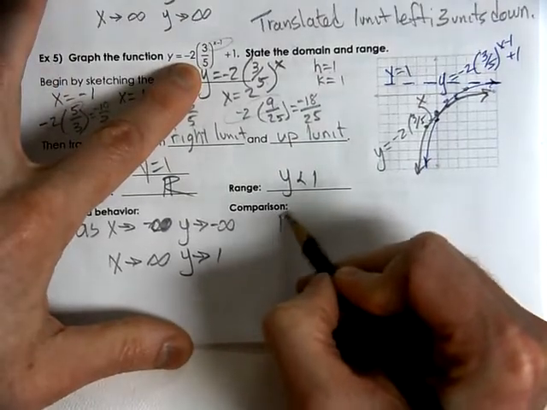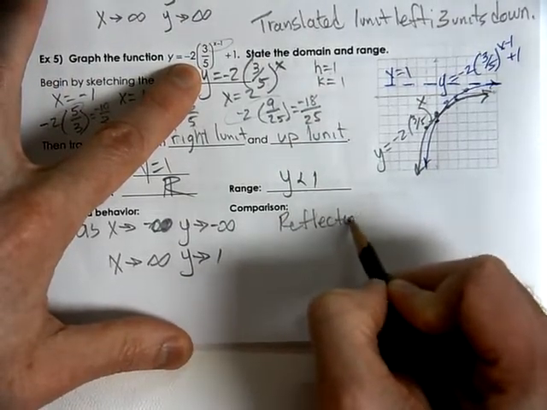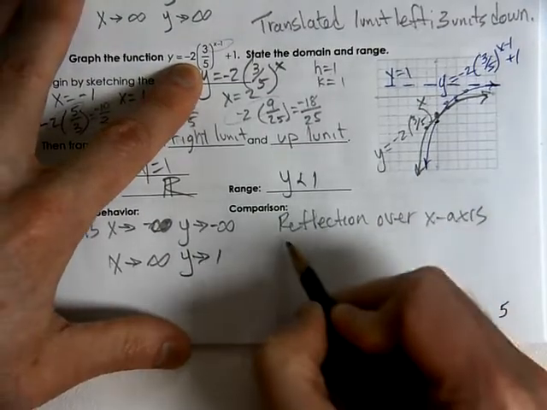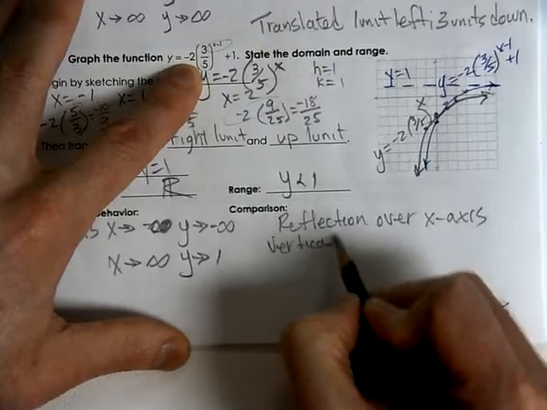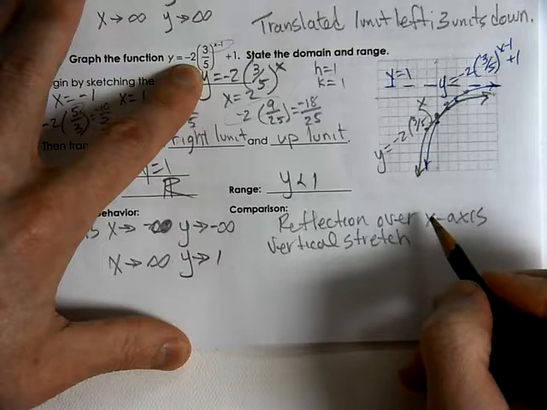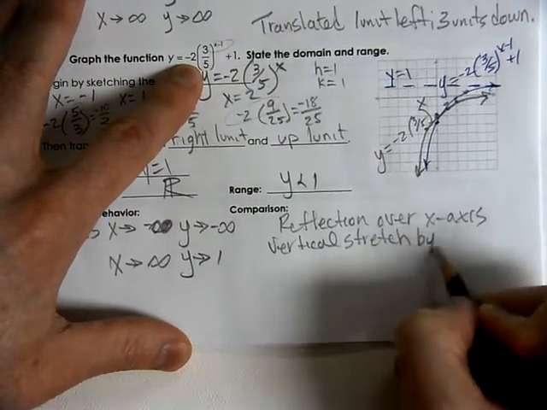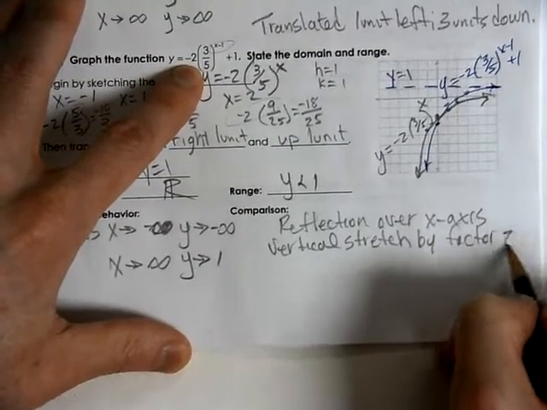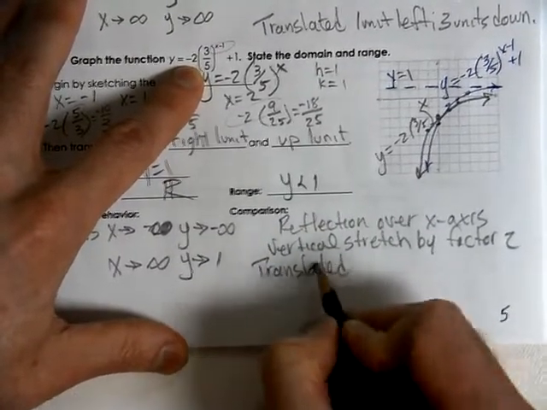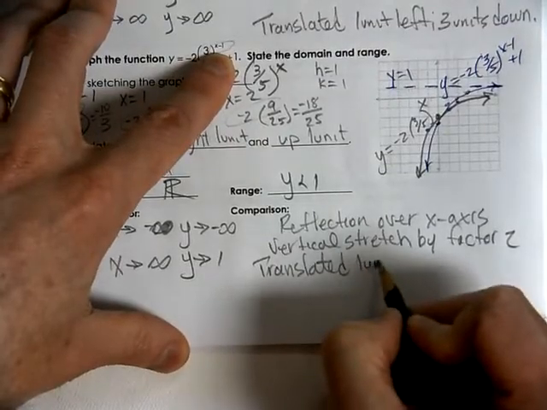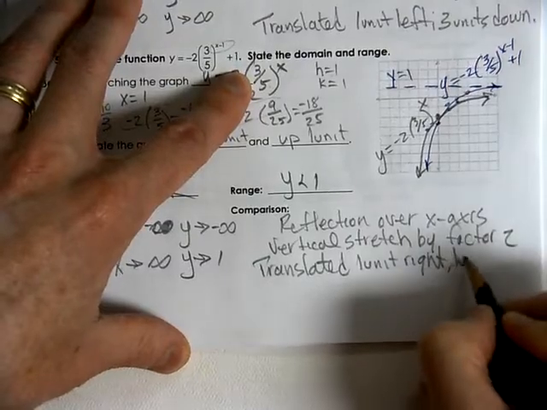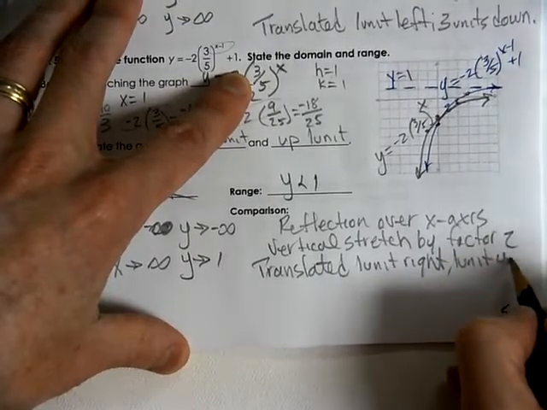We do have a reflection over the x-axis. We do have a vertical stretch by a factor of 2, and we are translated 1 unit right and 1 unit up.